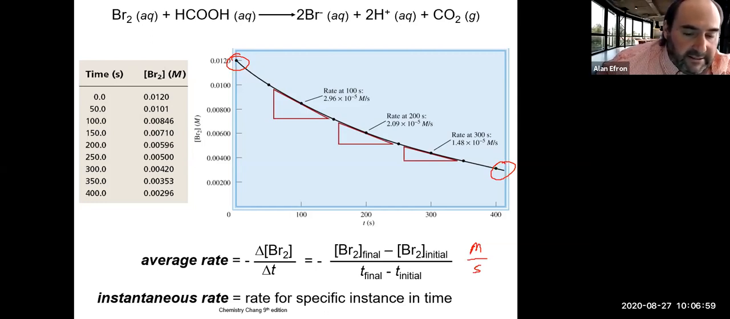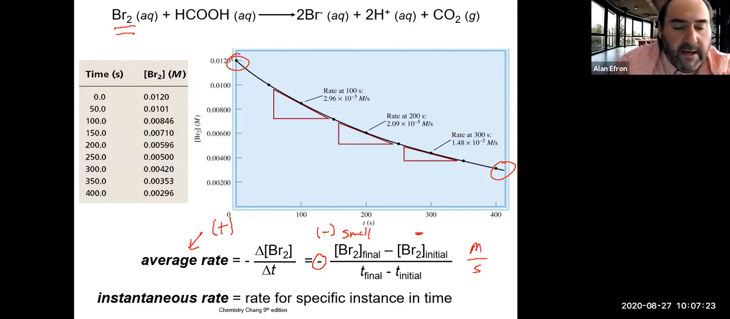As I talked about a second ago, because Br2 is a reactant, the final concentration should be smaller than our initial concentration, and that should give us a negative number when we subtract. That negative and negative will give us a positive value for the average rate, and your rate should be a positive number. Now, the average rate and instantaneous rate are a little bit different.